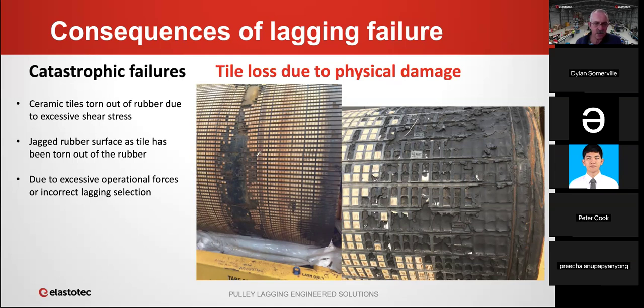This photo in the center is a high tension bend pulley, and again, the tiles have been torn out of the rubber backing.